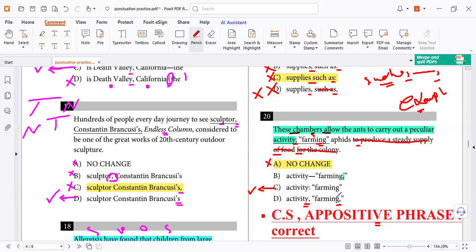But this comma is unnecessary, the same as in letter B. If you found a mistake in letter B, it's the same. So don't care about this comma, because you already have a mistake. So letter B is wrong. This comma is correct, but this comma is wrong. So we follow the rules.